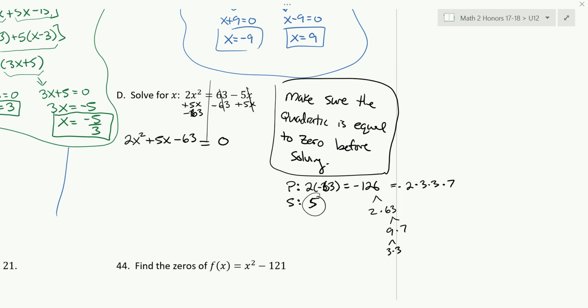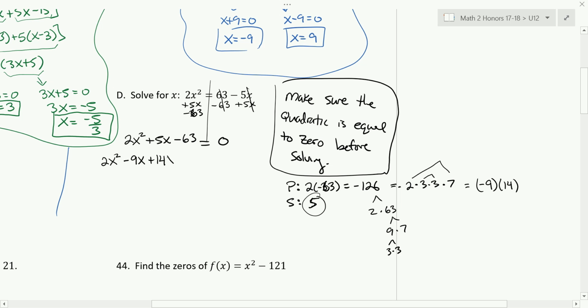9 and 14 have a difference of 5. And so this is negative 9 times positive 14. Is that what you're saying? All right. So by breaking it down, it's easier to find that, because maybe not to know 9 times 14 is 126. So now we found it. So we can split this up to 2x squared minus 9x plus 14x minus 63 is equal to 0.